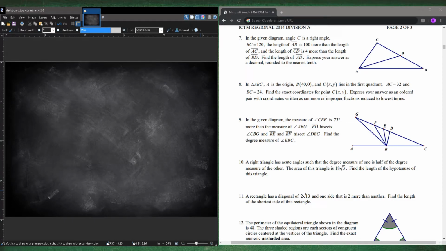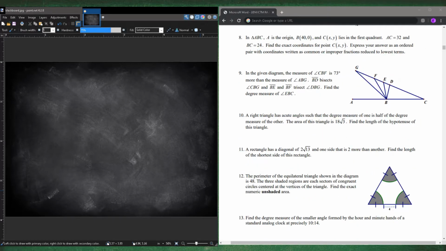Okay. Number 10. A right triangle has acute angles such that the degree measure of one is half the degree measure of the other. Okay, so we have a right triangle that's acute, and one is half the degree measure of the other. So this is 30 and this is 60, because half of 60 is 30, and they all add up to 180. That's a triangle. The area of this triangle is 18 square root 3. Find the length of the hypotenuse.